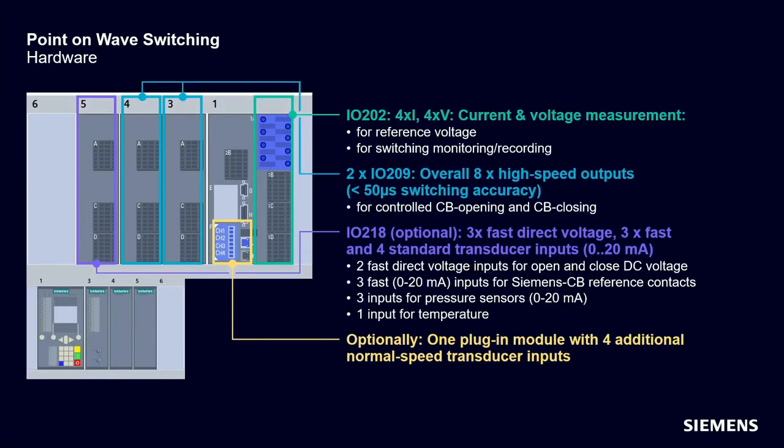So let's summarize all hardware components together. You need a basic module with IO202 for reference voltage and switching monitoring or recording. Then 2 IO209 modules for CB opening and CB closing. The IO218 module is optional for CB monitoring like DC voltage, pressure, temperature, and reference contact like a Siemens circuit breaker. Alternatively, you can use one plug-in module with 4 normal speed transducer inputs.